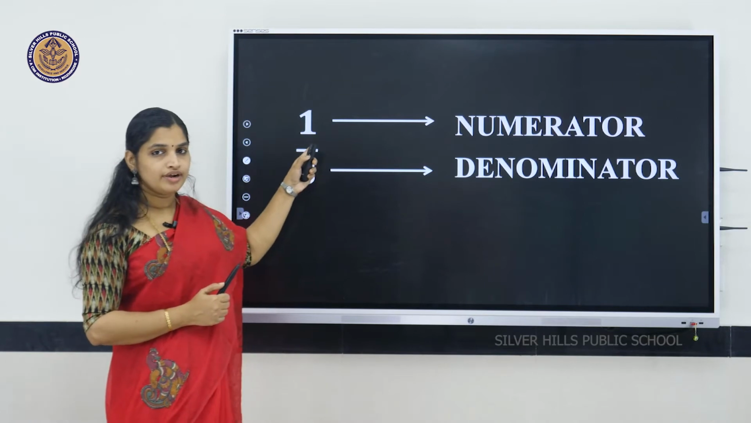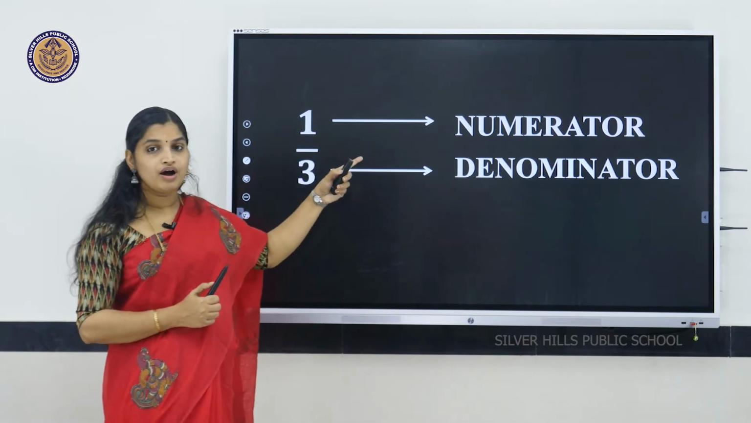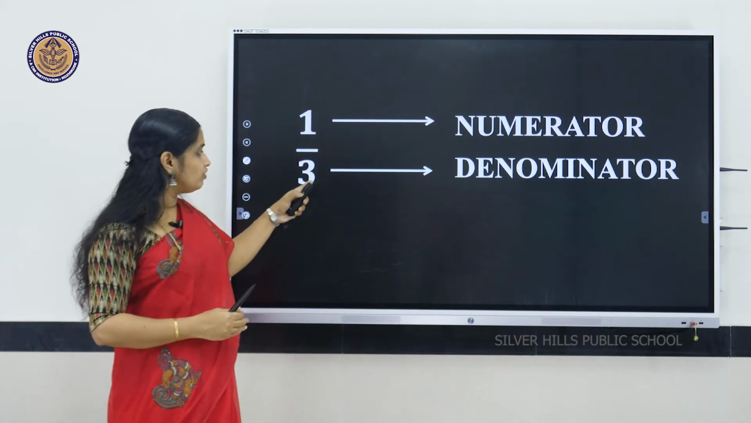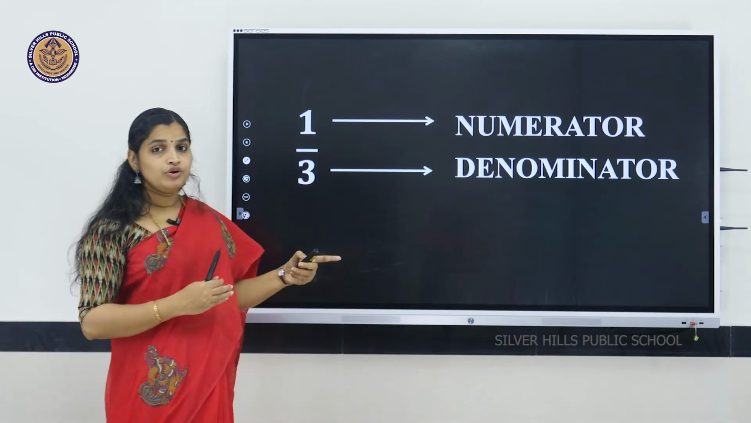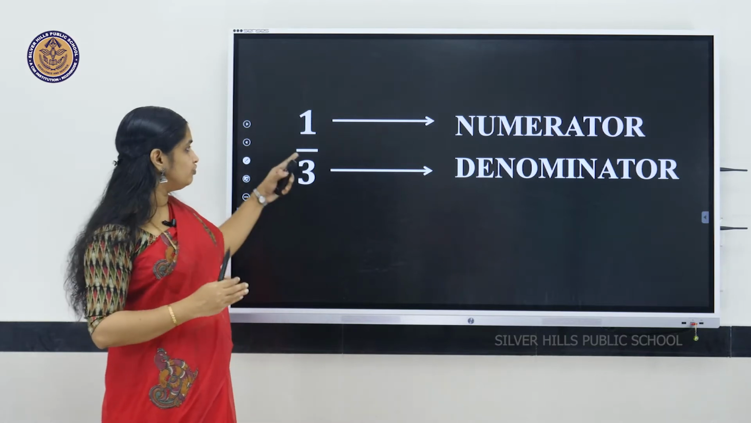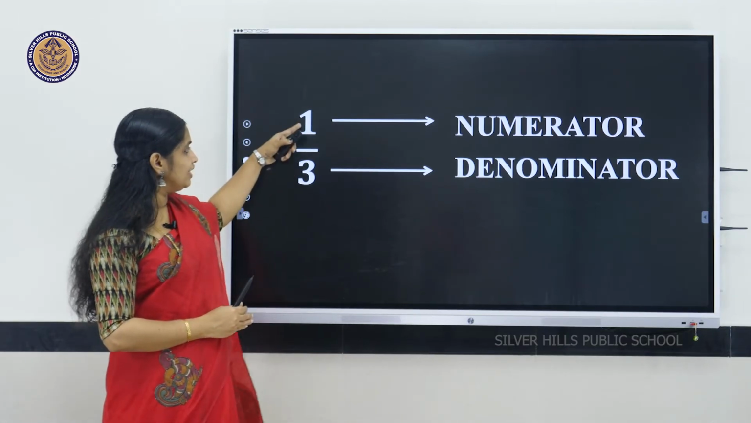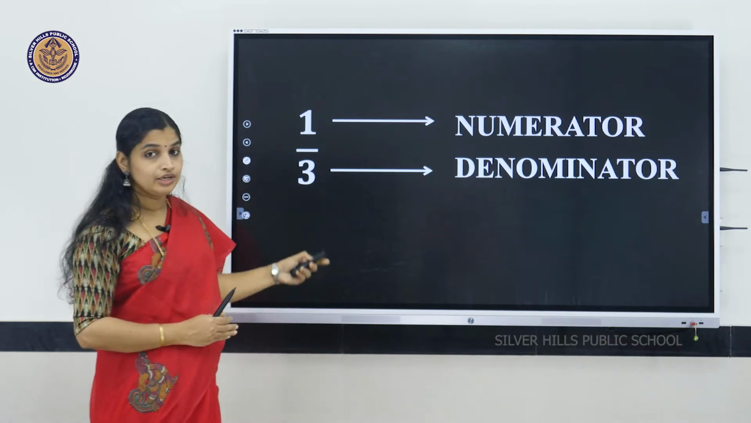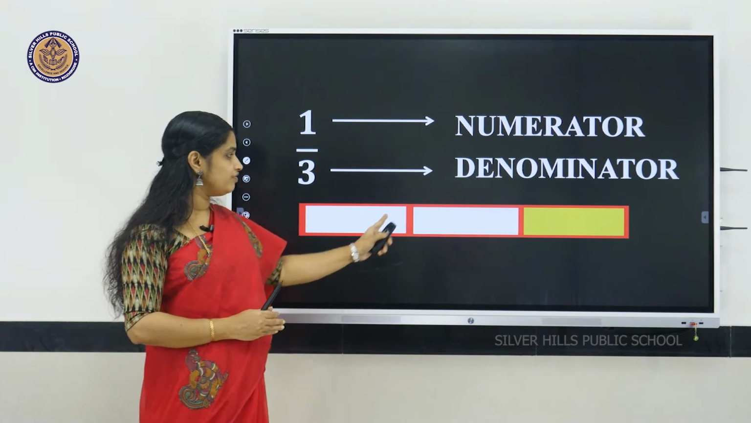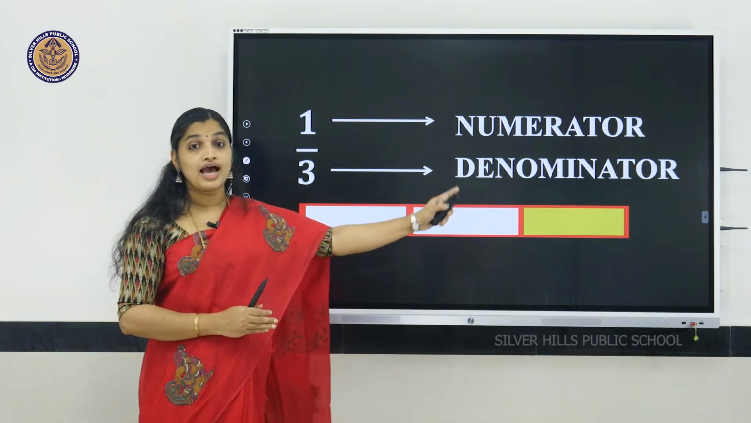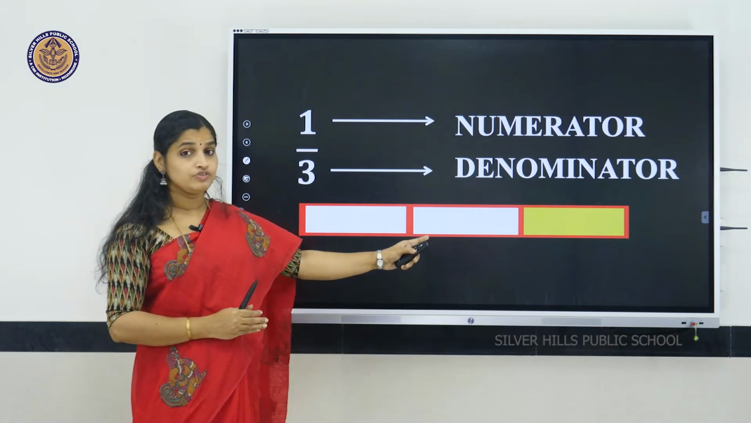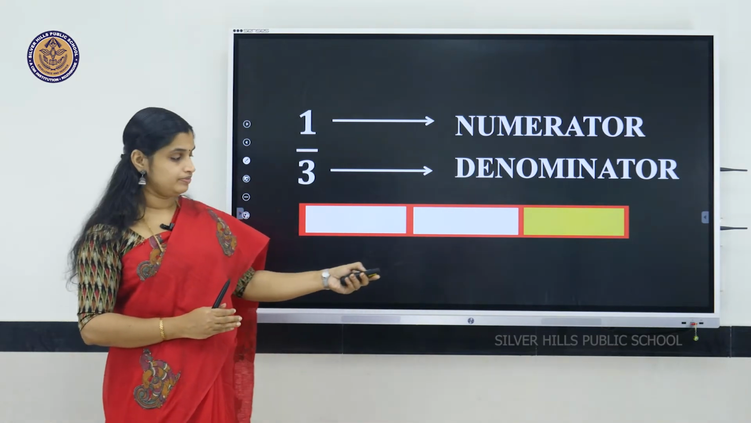Actually what is 1? The number of equal parts that we are considering, that is numerator. And what is 3? The number of equal parts the whole is divided into. So we are writing numerator above the line and denominator below the line. Now here we can see a rectangle, it's divided into 3 equal parts and one part is shaded. So we can say that the fraction of this figure is 1 by 3.